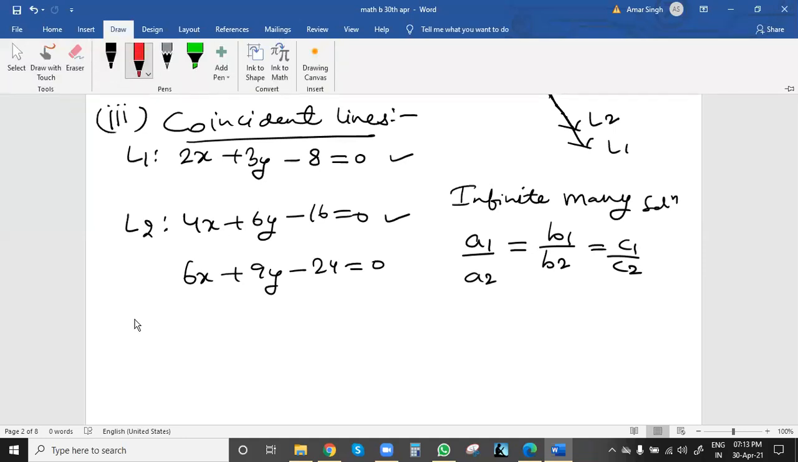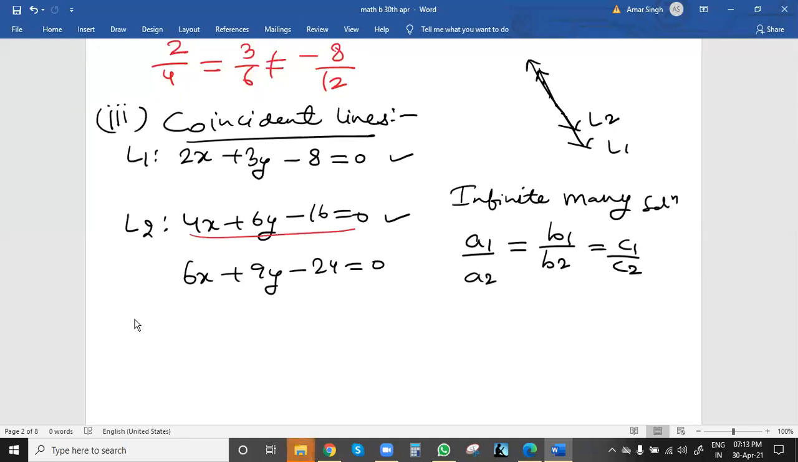If you want to check, take the second equation, L2. So a1 by a2 will be 2 by 4, equal to 3 by 6, which is 1 by 2, equal to minus 8 by minus 16. All values are equal to 1 by 2. That means the condition is satisfied. Now, if you take this one, then also we are correct.